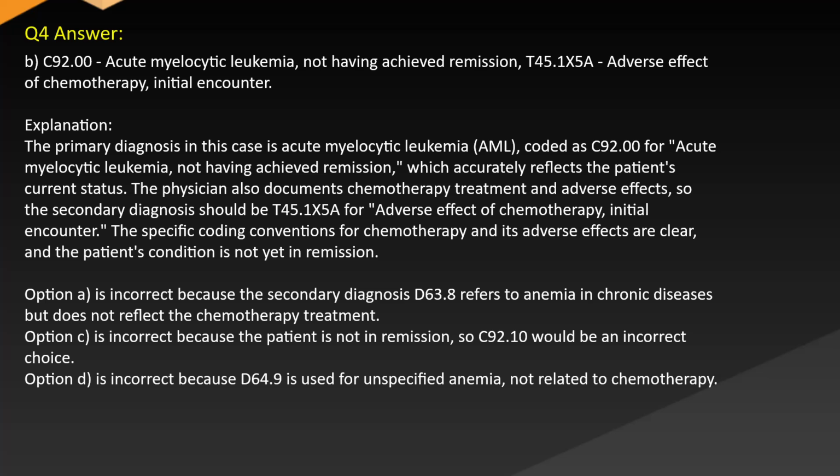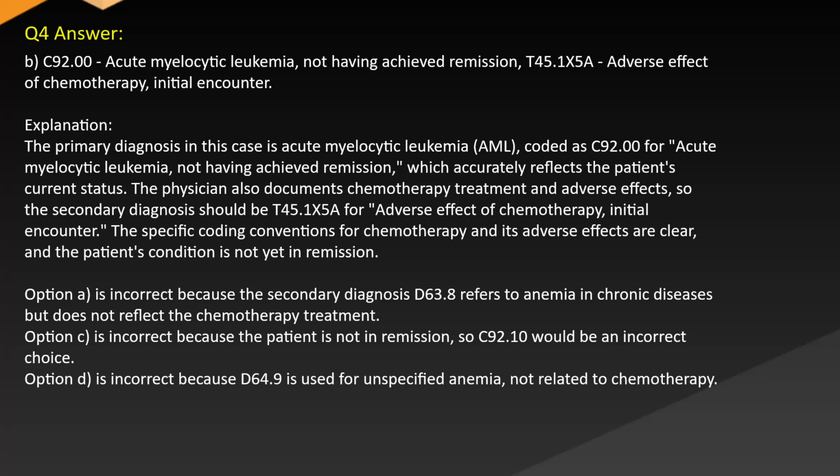The physician also documents chemotherapy treatment and adverse effects, so the secondary diagnosis should be T45.1X5A for adverse effect of antineoplastic chemotherapy, initial encounter. The specific coding conventions for chemotherapy and its adverse effects are clear, and the patient's condition is not yet in remission. Option A is incorrect because the secondary diagnosis D63.8 refers to anemia in chronic diseases but does not reflect the chemotherapy treatment.